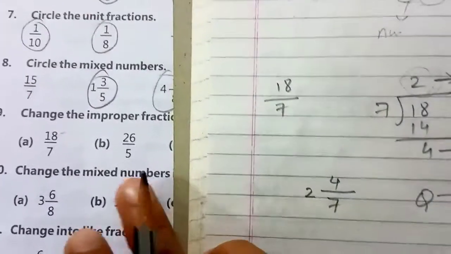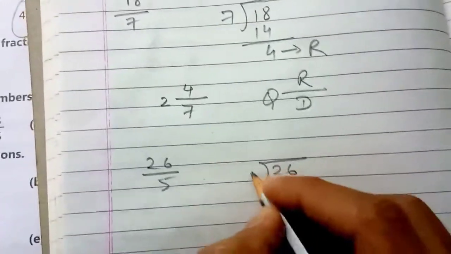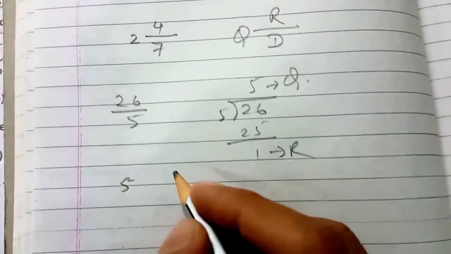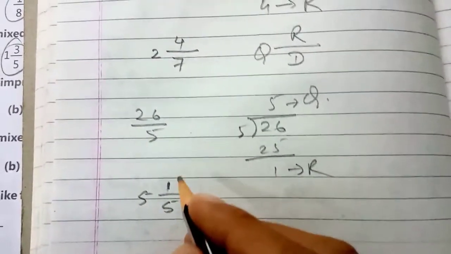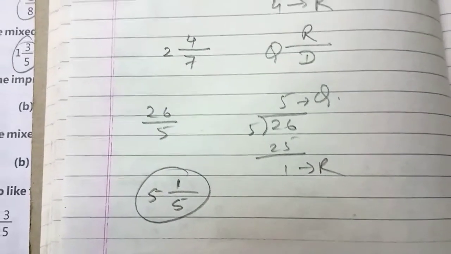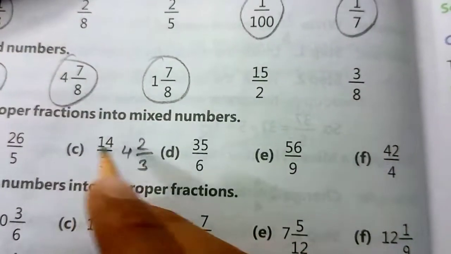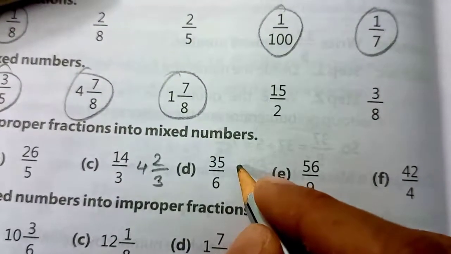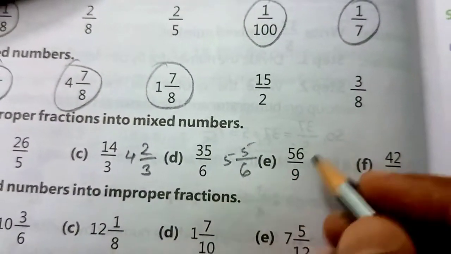In this way we will do the next one, that is 26 by 5. We divide 26 by 5. 5 fives are 25, 1 is the remainder and 5 is the quotient. So we write 5 in front, then 1 on the top, because the remainder goes on the top, and the denominator will be the same. So this is our mixed number. In this way we will solve the next ones also. Here we get the answer: 3 fours are 12 and 2 will be the remainder, and 3 will be the same. And here 6 fives are 30, 5 will be the remainder and the denominator will be the same.